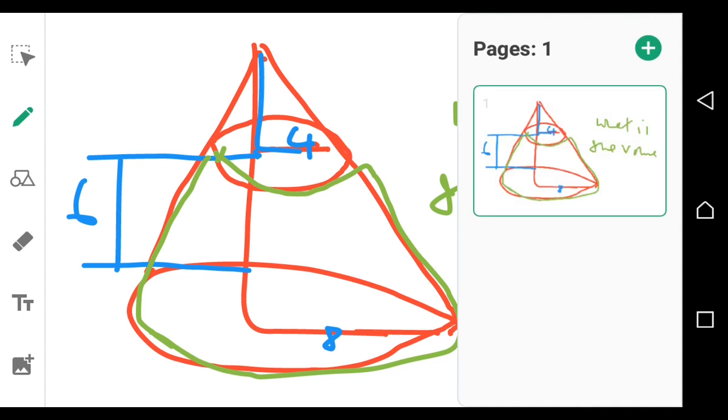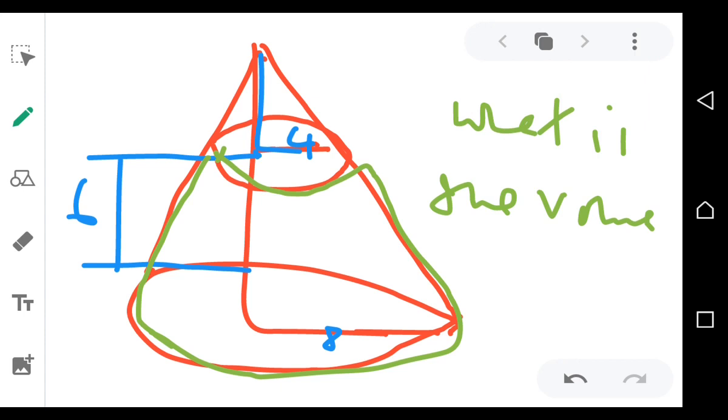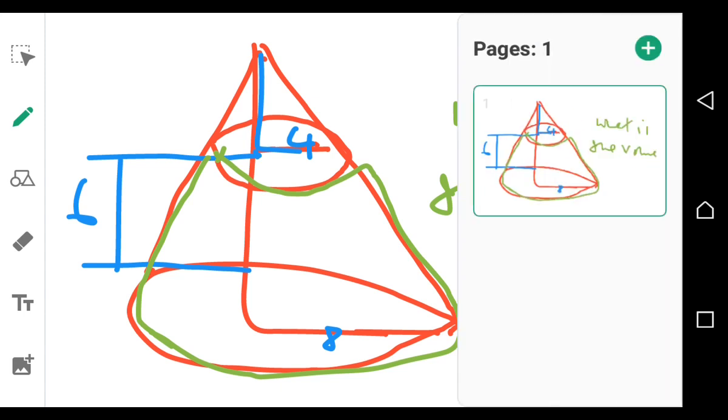So it means I have to remove this part on top, this cape on top. I have to remove it. This one just got 4. I have to remove it. I have to chop off. So I have to subtract two volumes. But for me to do so, I'll do what?